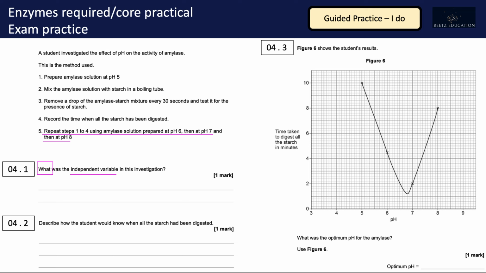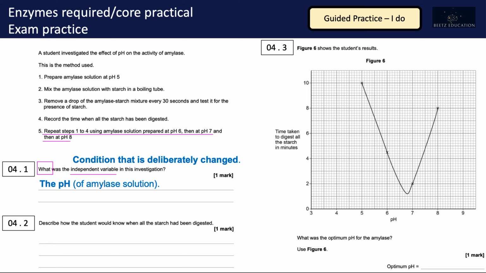And control variables are ones that you would need to keep the same, okay, to avoid them having any effect on the results. So I can see here the final step of my method is telling me that the experiment has been repeated using a different pH of amylase solution. So my answer for the independent variable, the one that's been deliberately changed, is the pH. The bit in bold there is essential.